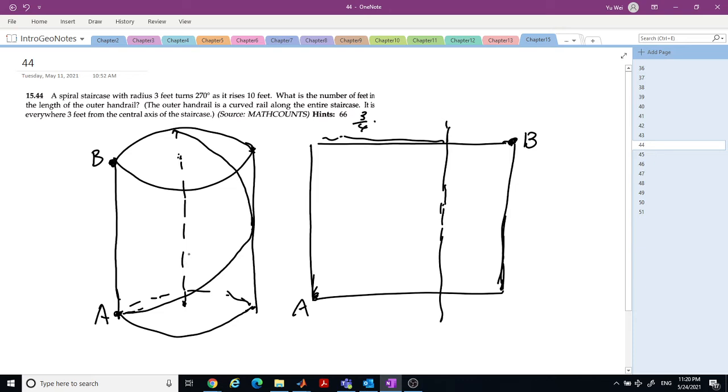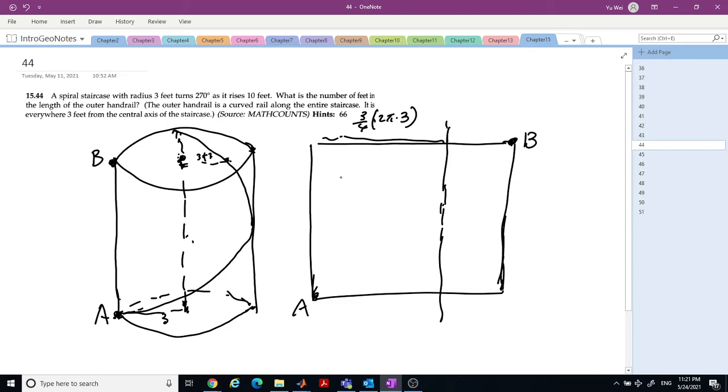Yeah, so this is always the case, because no matter whichever point here, it's always 3 feet from the center axis. Okay, 3 feet from the center axis. This just means the base of the circle has a radius of 3. Okay, now we can calculate this, right? It's 3/4 of 2 pi times 3.